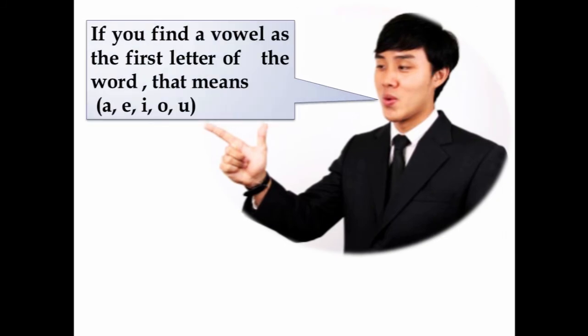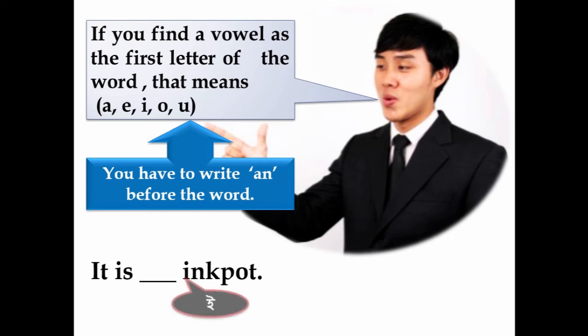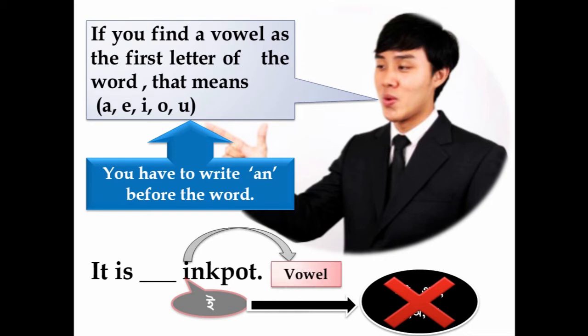But if you find a vowel as the first letter of the word, that means A, E, I, O, U, you have to write an before the word. It is an ink pot. So you have found I. That means it is a vowel, and it is not "yu" or "wa". Then you have to use an.